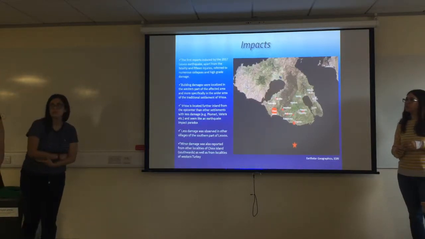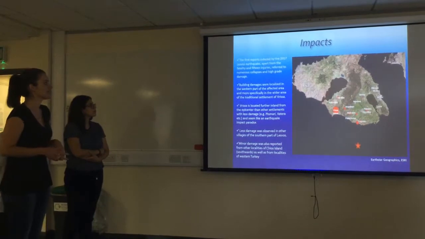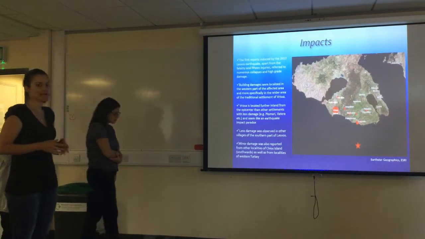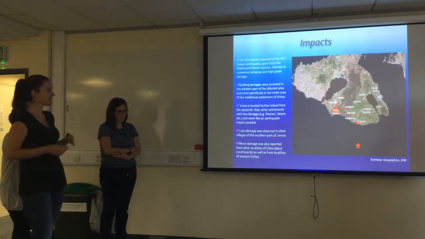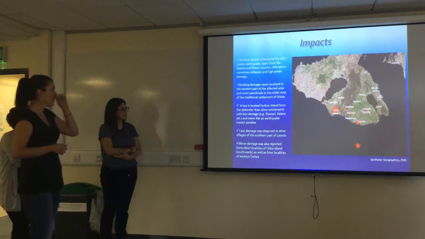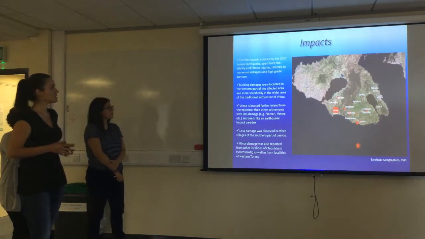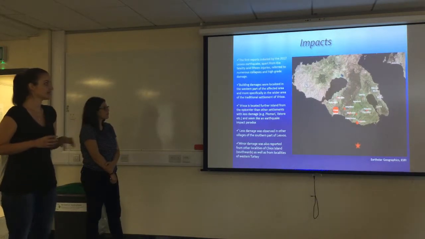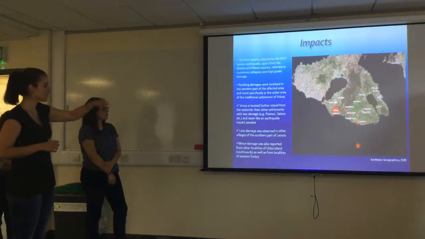So, impacts of the earthquake. The first reports induced by the 2017 Lesbos earthquake, apart from the fatality and 15 injuries, referred to numerous collapses and high-grade damage. Building damage was localized in the western part of the affected area, and more specifically in the wider area of the traditional settlement of Brisa.